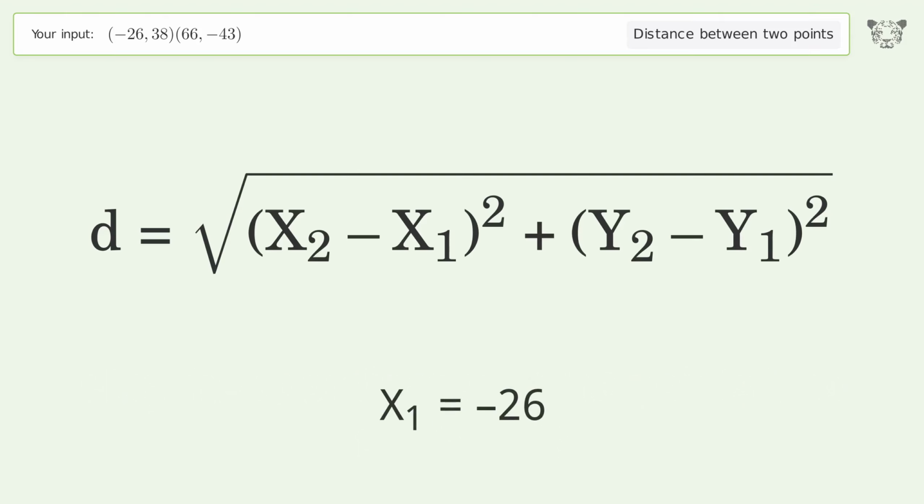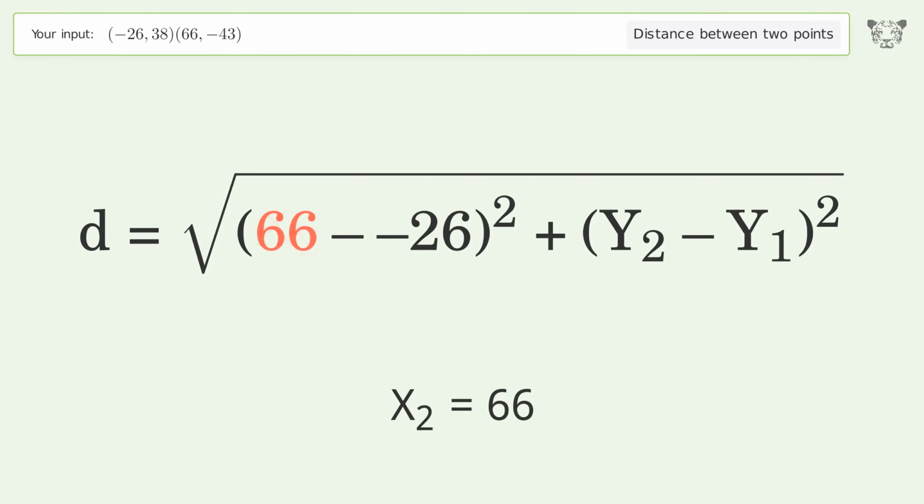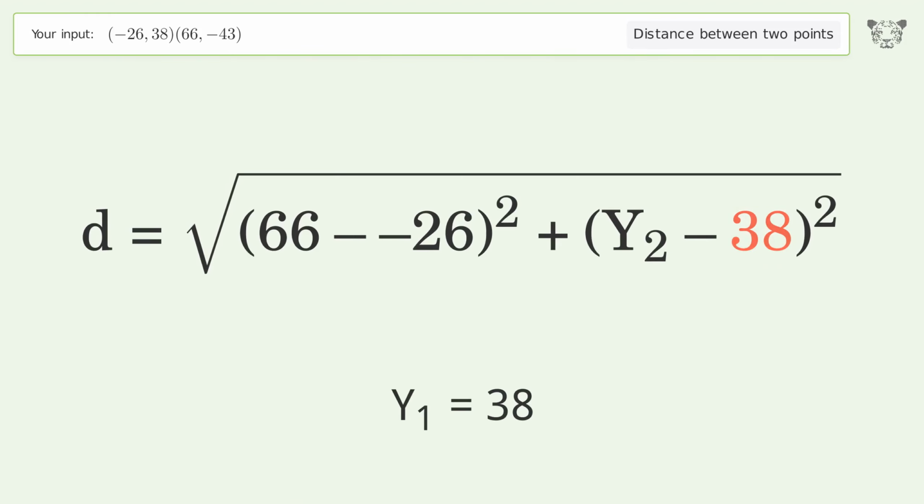x1 equals -26. x2 equals 66. y1 equals 38. y2 equals -43.